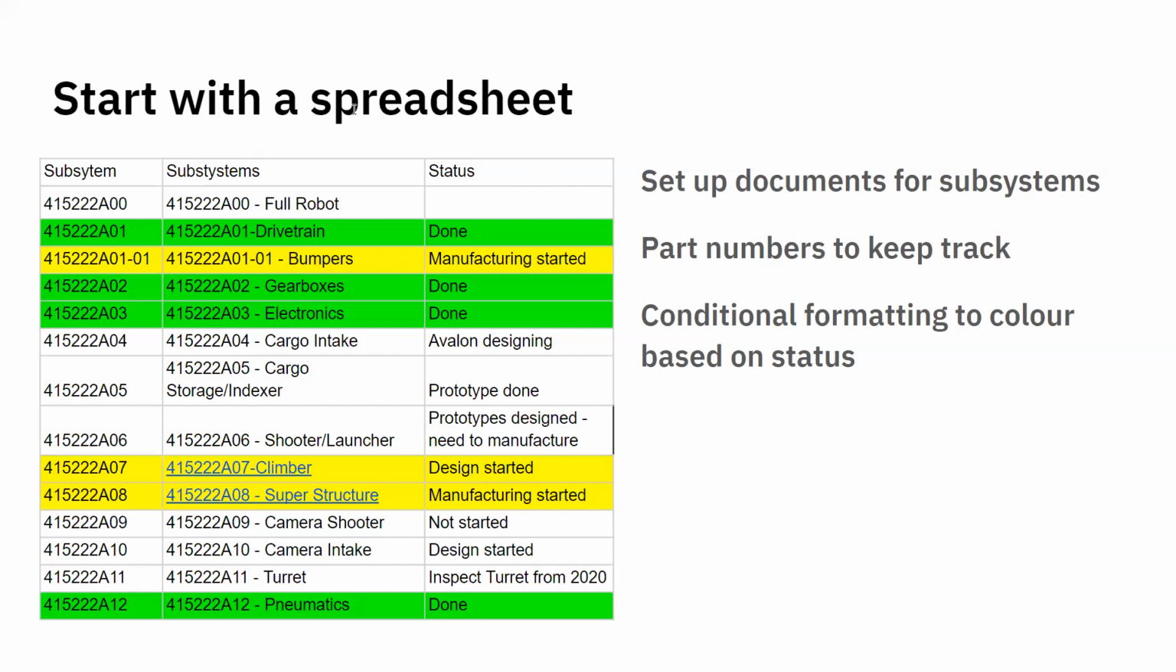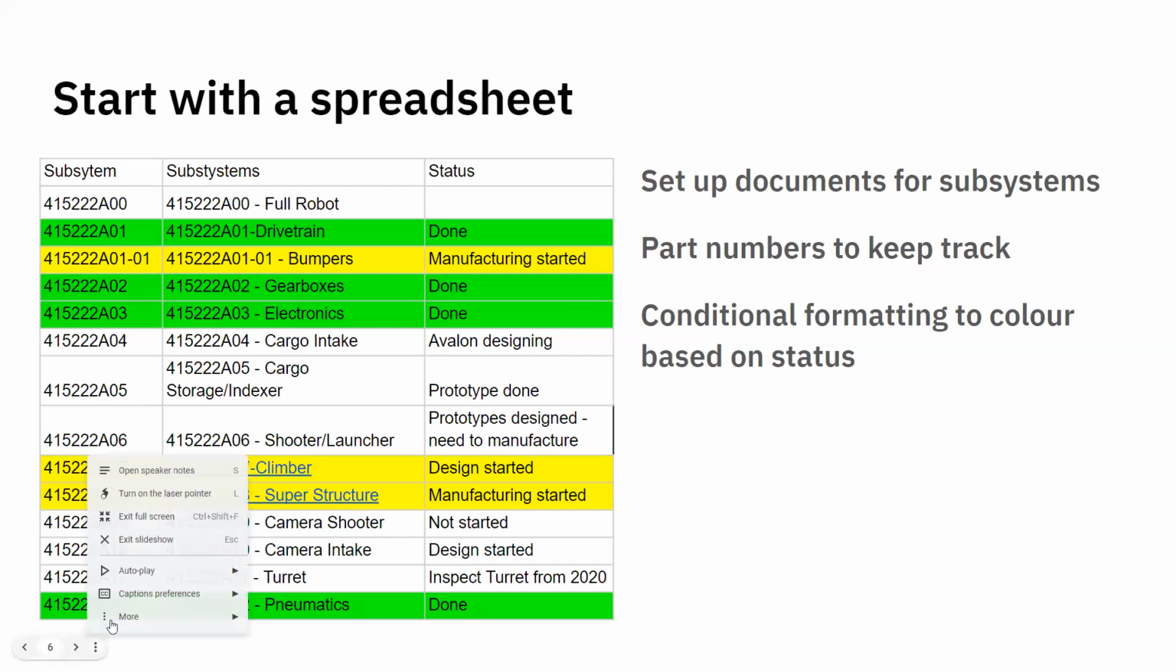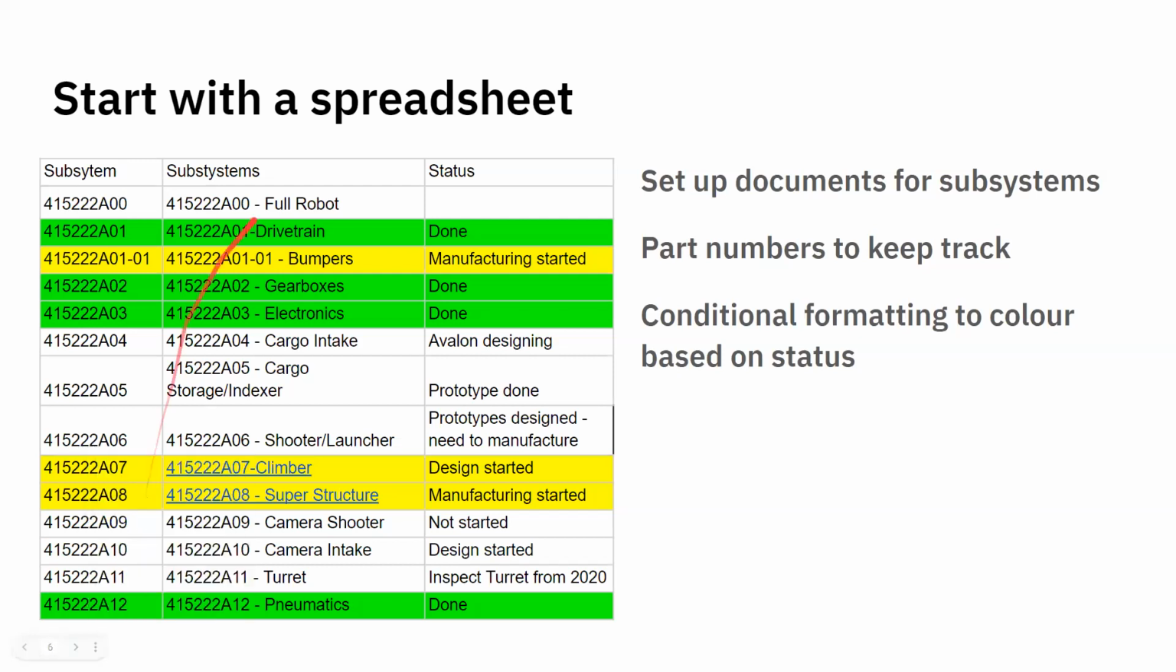And what we do is we lay out a plan. So we have different documents. Our first document is our full robot. And the key thing is that our full robot should only be touched by the CAD student lead and the CAD mentor. Other people can view it so that they can get an idea of where things are, but they shouldn't be editing the full robot. And then there's subsystems.